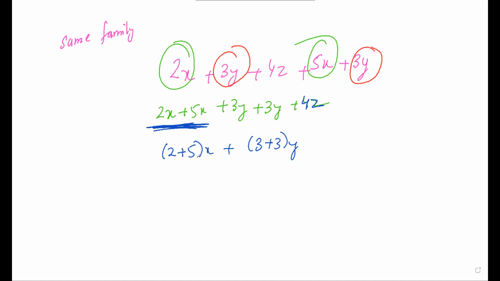2 plus 5 is what? 7. You can even directly do 5 plus 2. Why can you add both of them? Because they are same family. If they are not same family, don't touch them. Again, how do you know? With the same letter.